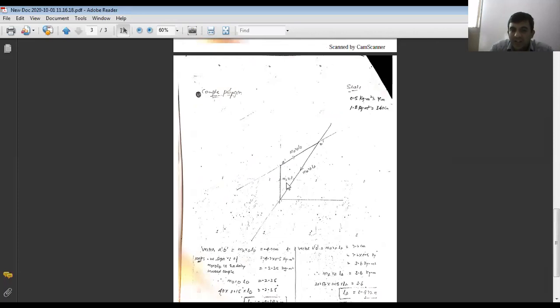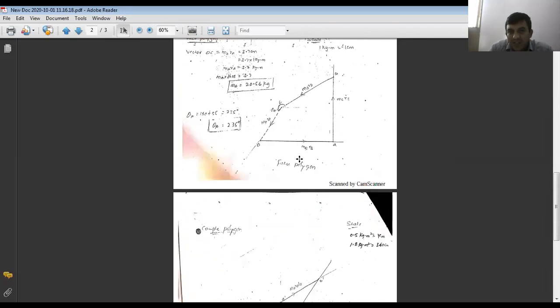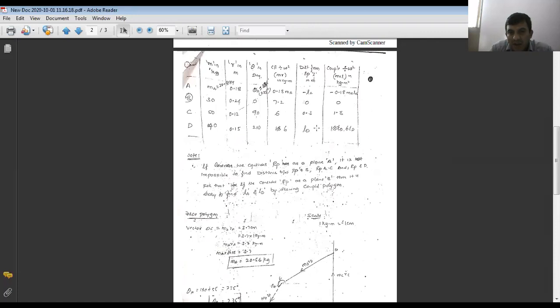O dash A dash shows MC, RC, LC. From A dash, what is the next after that? Mass C, then mass D. For mass D, 6 LD, the magnitude is unknown, but we know the direction. Yes or no? We know the direction.